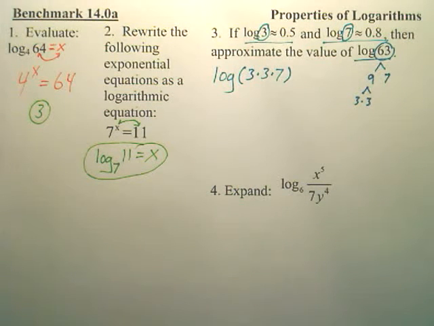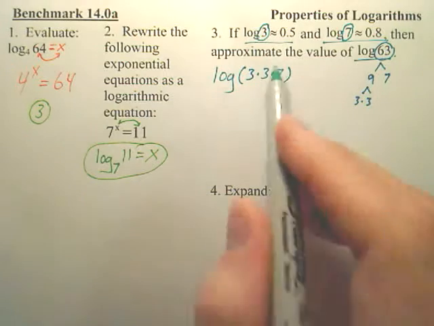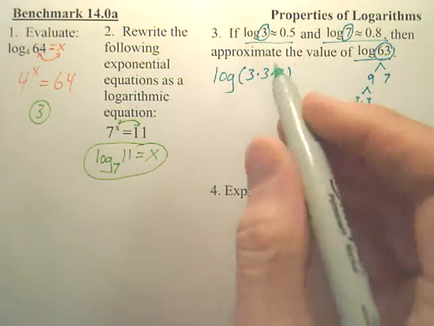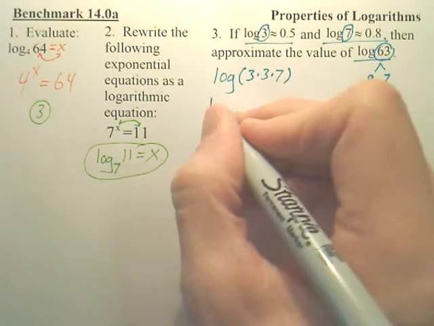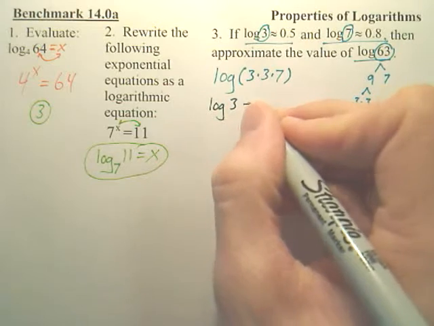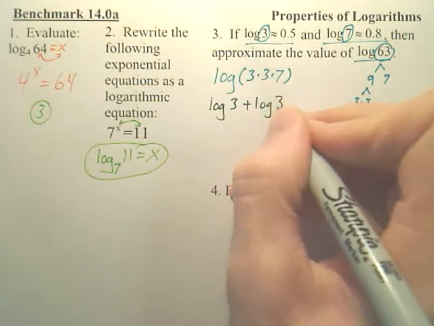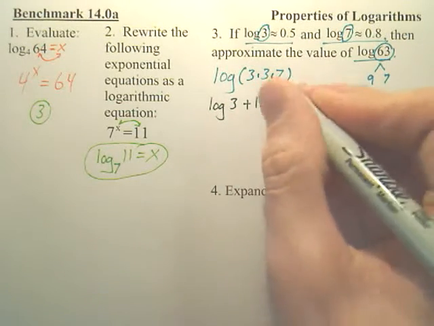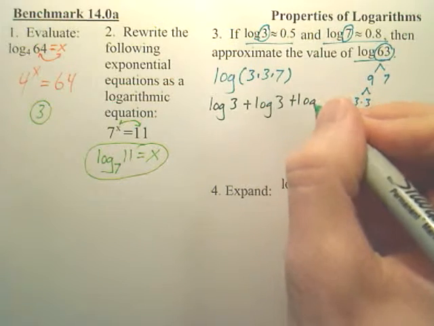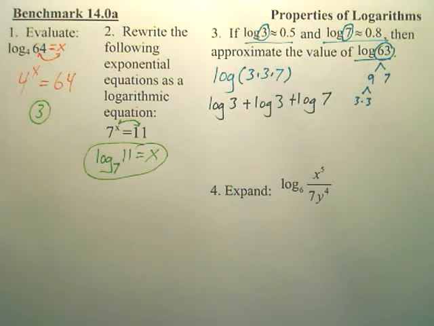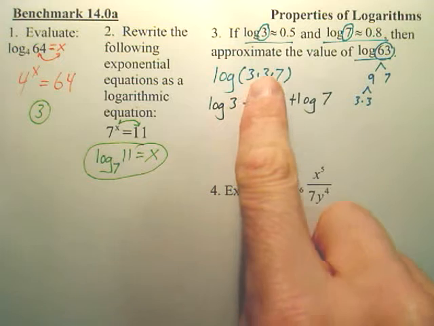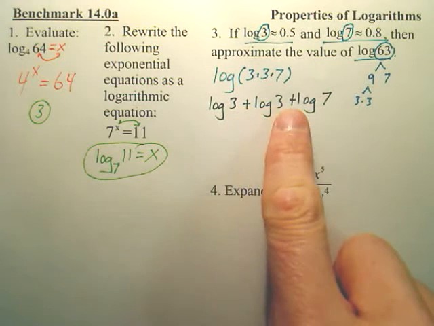Now how does that help? Why does that mean anything? Well, remember back to log properties. A multiply means add. So this multiply means add, and that multiply means add. So I can break it down 3, 3, 7 as plus, plus.